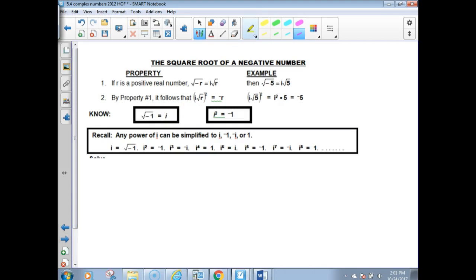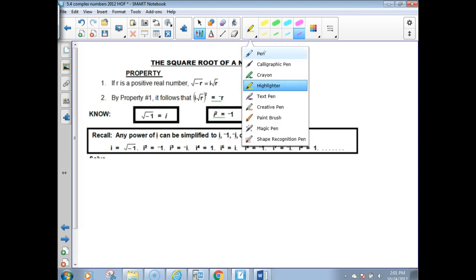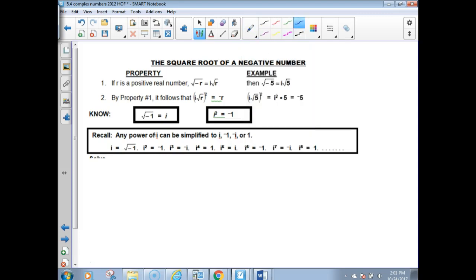The square root property: if r is a positive real number, then the square root of -r is I times the square root of r. You got to pull out your I. It hurts, but you got to do it. So we want to memorize that the square root of -1 is I, and that I squared is -1. Super important concepts. That's why I highlighted them a minute ago.